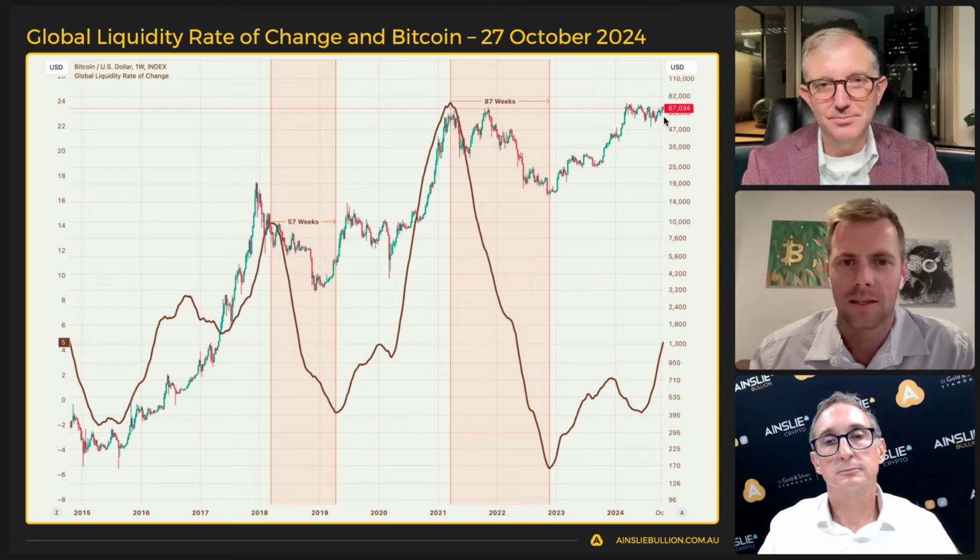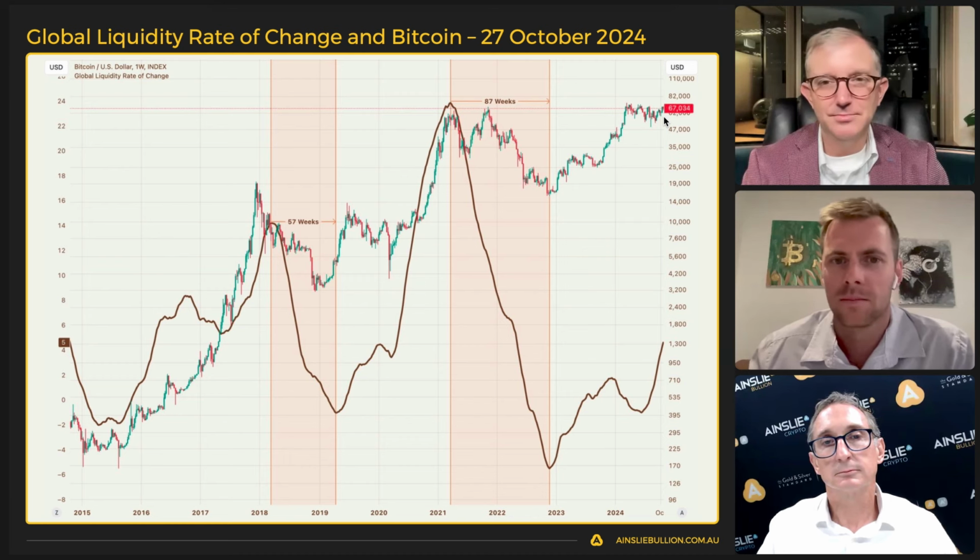And we've said this from the very start, that towards the end of the year, in terms of seasonality and where we think liquidity is heading, the end of the year, early 2025 is going to be the time that you're going to want to be holding these assets.